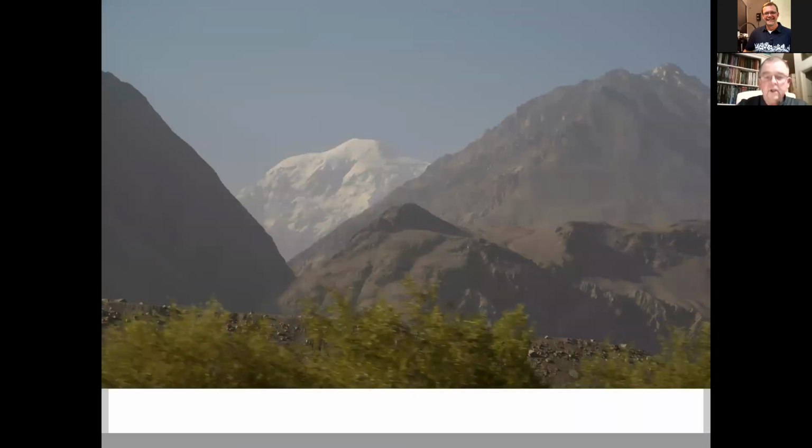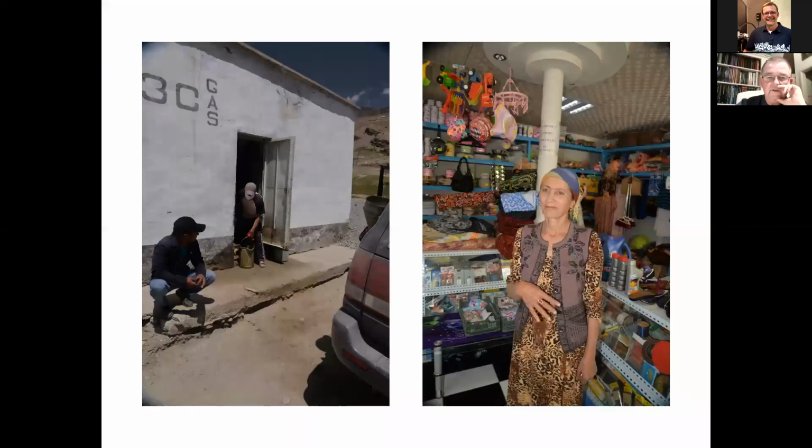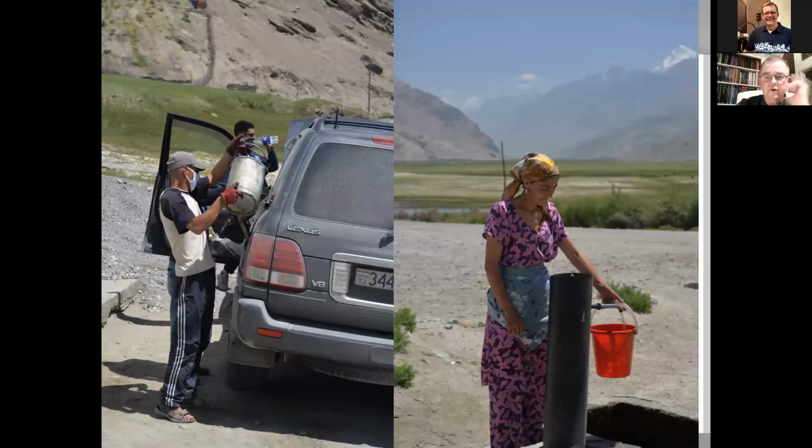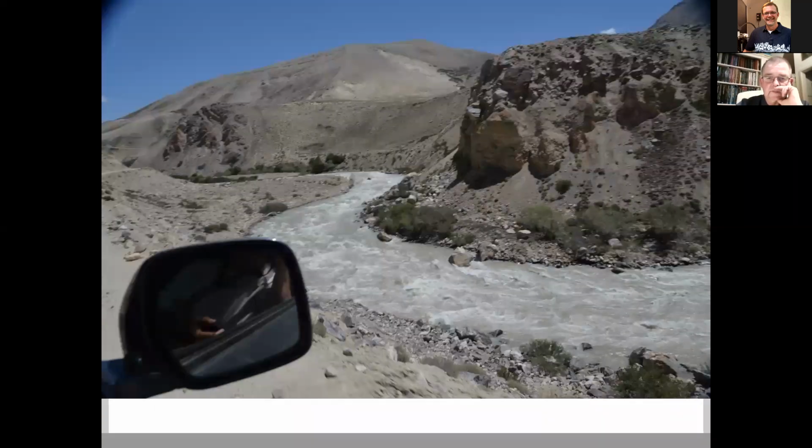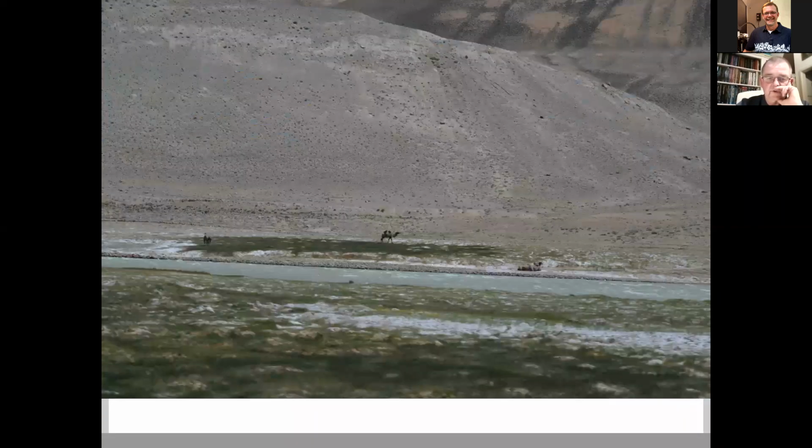And this is what the region looks like, you see you have the peaks, 6,000 meter behind the closest peaks. And here is a local shop going towards the Vakhan corridor. On the left, you can see filling first petrol into this, which you need to fill into the car on the left here. A local woman fetching water. And here is the river along the border, camels.